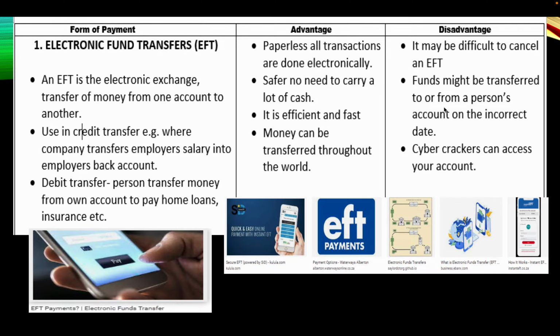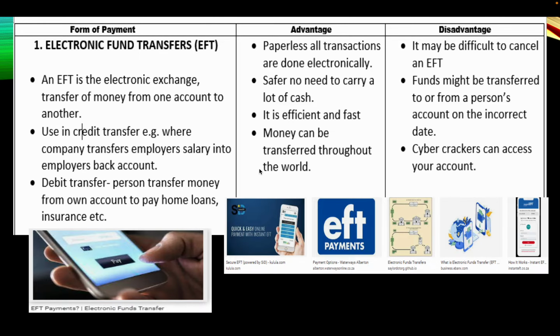So things like that. And there are also disadvantages, cyber trackers who can access, hack your app and steal your money. So what is that? That is EFT. Hopefully, I hope everyone gets it. It's quite simple, this one.